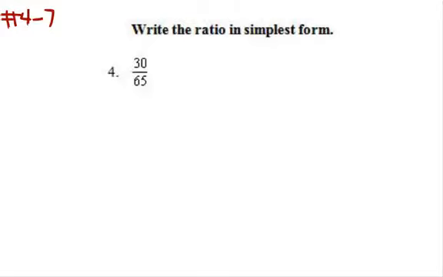There's no trick here. Ratios and fractions act very similar. Ratios and fractions can be simplified. So just as with a fraction, you want to simplify the ratio. Divide top and bottom by a common factor. I know 5 is a common factor for both 30 and 65 because they both end with a 0 or a 5 in the rules of divisibility. So 30 divided by 5 is 6, and 65 divided by 5 is 13.